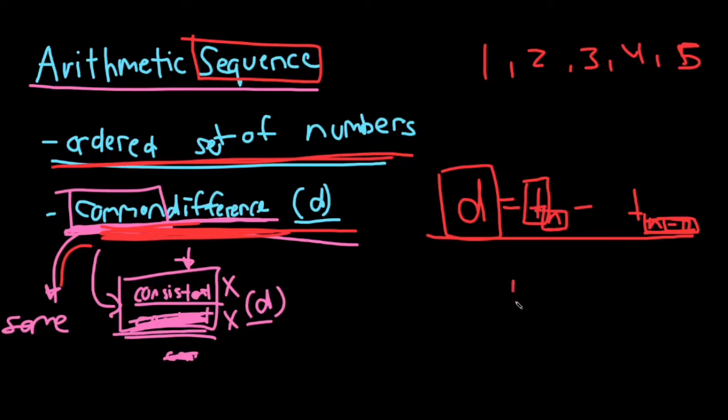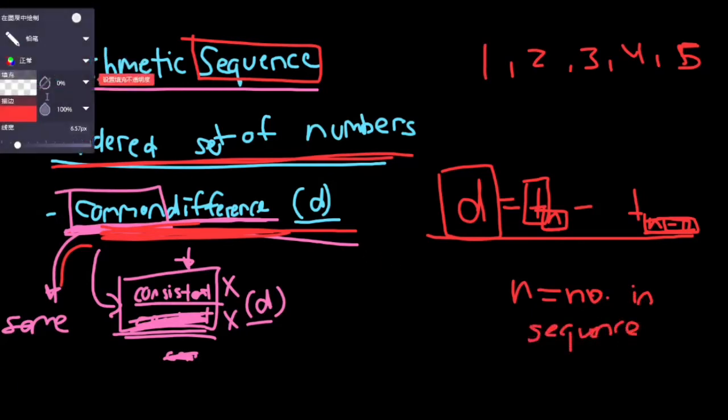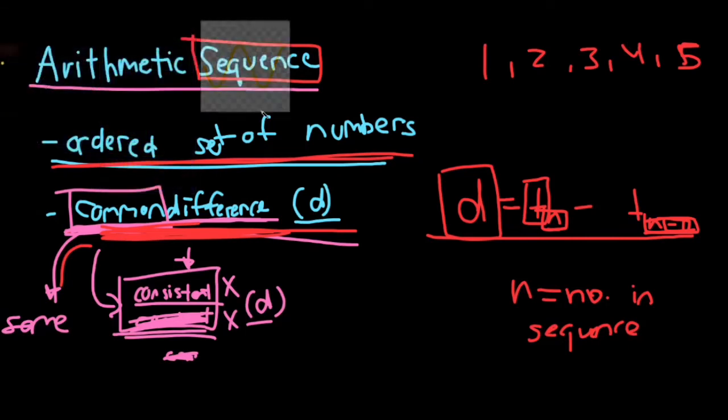Now, what is n? n is equal to number in sequence. Now this is important to understand that what it means is Tn is term of any number. It can be any number. You can replace n with any number in the world, in the sequence.